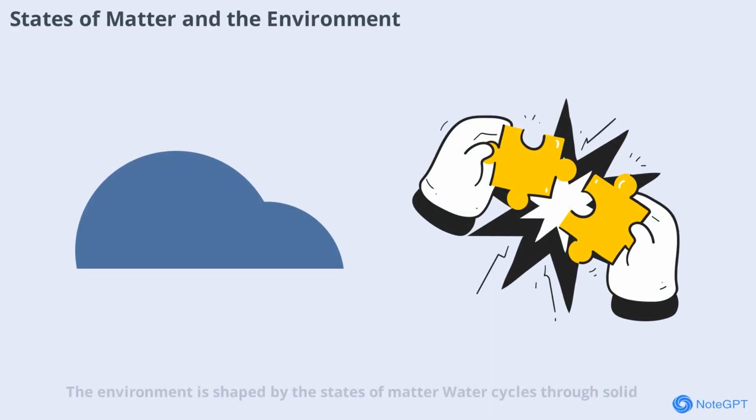The environment is shaped by the states of matter. Water cycles through solid, liquid, and gas forms in nature. Pollution can affect air (gas), water (liquid), and soil (solid). Understanding matter helps us protect the planet.